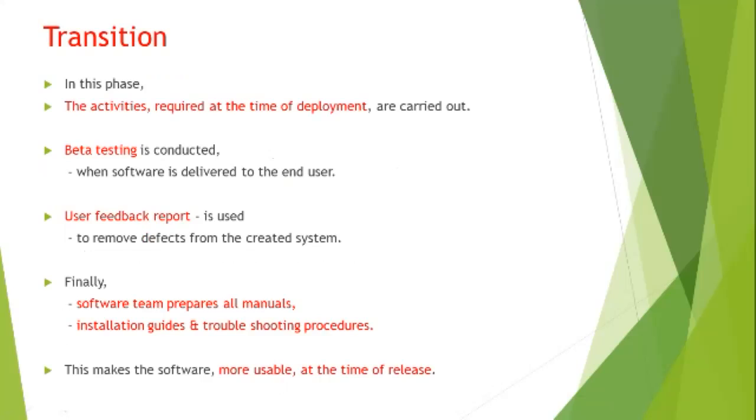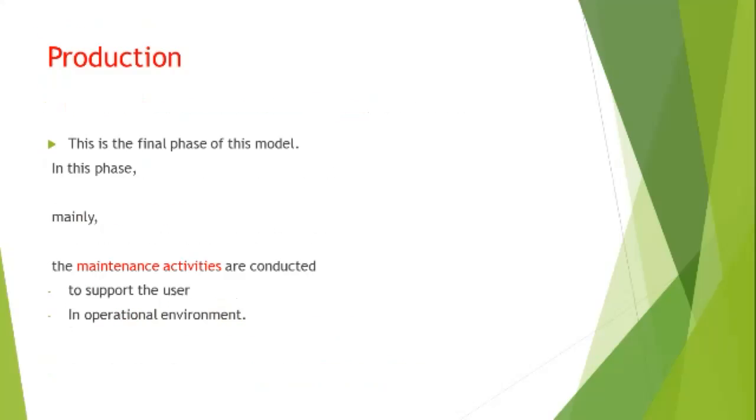Fourth one is transition phase. In this phase, the activities required at the time of deployment are carried out. Beta testing is conducted when software is delivered to the end user. User feedback report is used to remove defects from the created system. And finally, software team prepares all manuals, installation guides, and troubleshooting procedures. This makes the software more usable at the time of release.